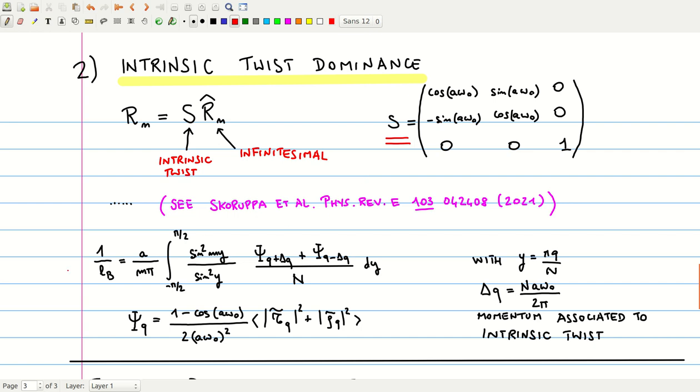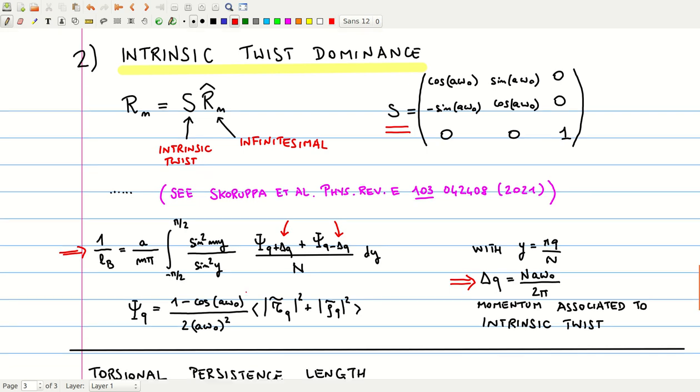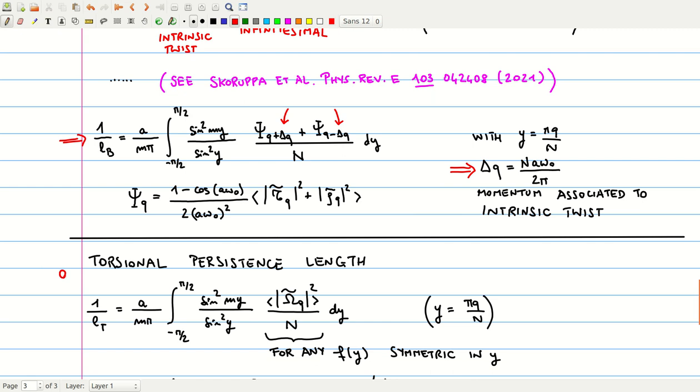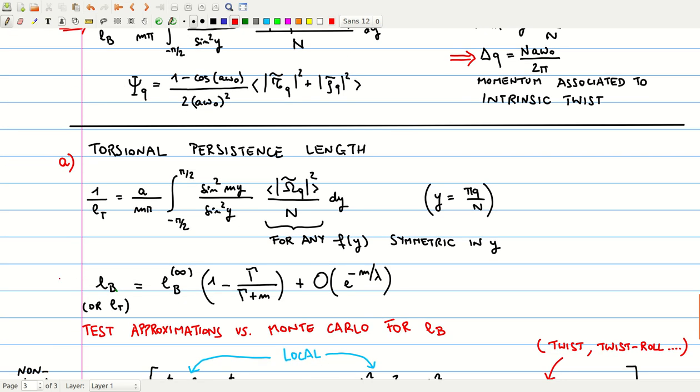The final expression resembles that of the previous approximation with one difference. In Fourier space, the momentum is shifted by an amount delta q, which is the momentum associated to the intrinsic twist. This is the effect of the matrix S. Two comments here. A, the torsional persistence length has a similar expression. B, from a generic form given here, one can easily derive the following asymptotic expansion at large M. The first fraction captures all terms algebraic in M, while the last term is exponentially small in M. This holds both for torsional and bending persistence lengths.